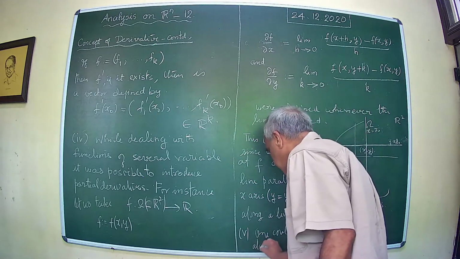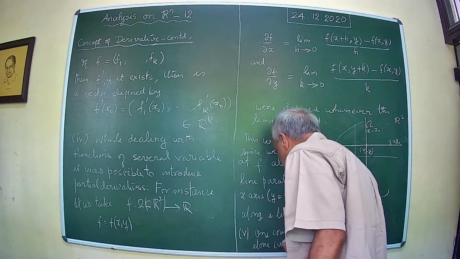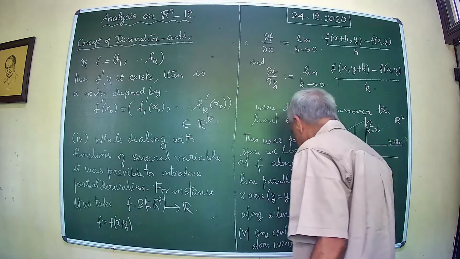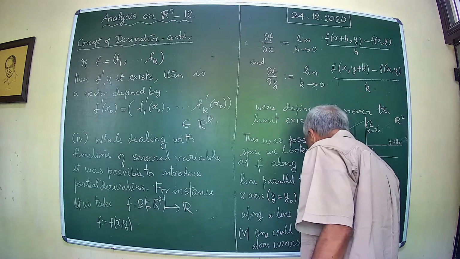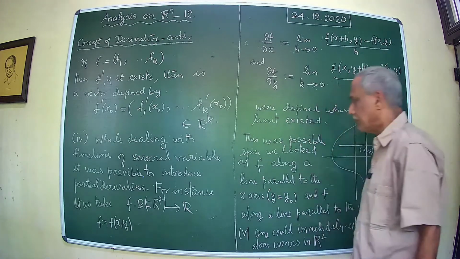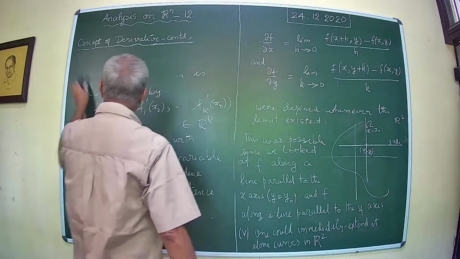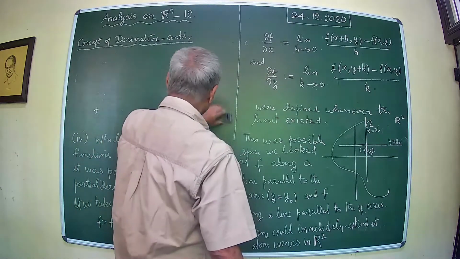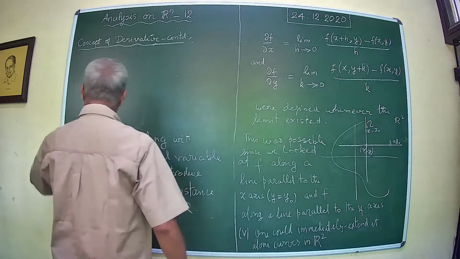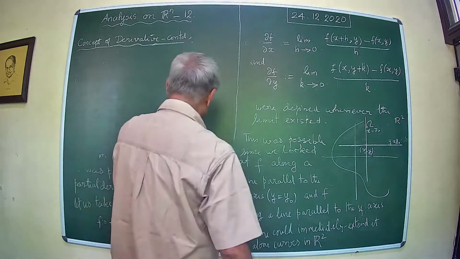Along curves, or even more generally, an arc. Why is it possible? Just like this.